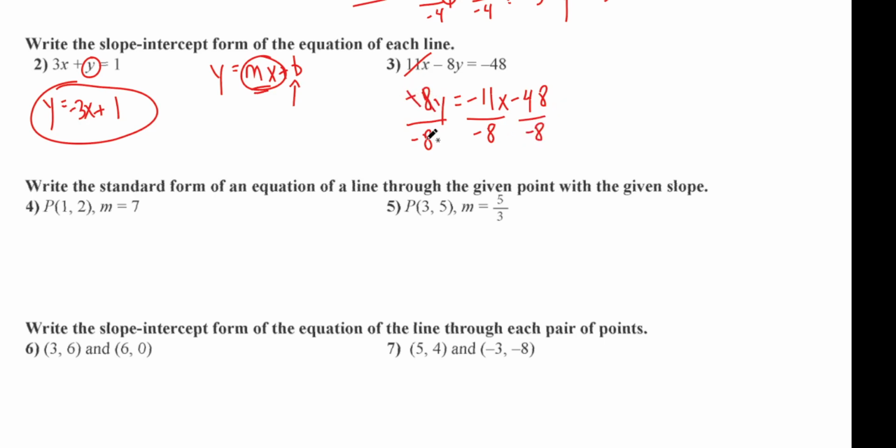So that canceled out with that. So I'm left with y equals, look at this. What's a negative over negative? Positive. And I just write it 11 over 8 and then x. We don't have to change it to a decimal. I don't want it as a decimal.